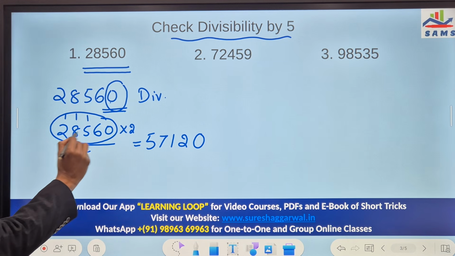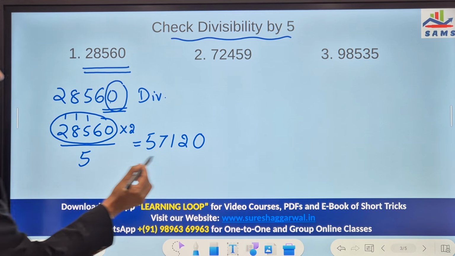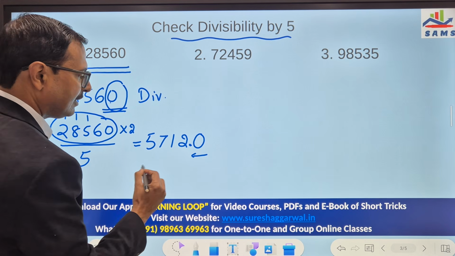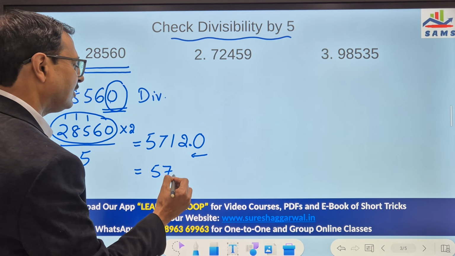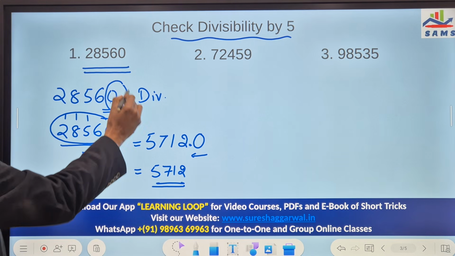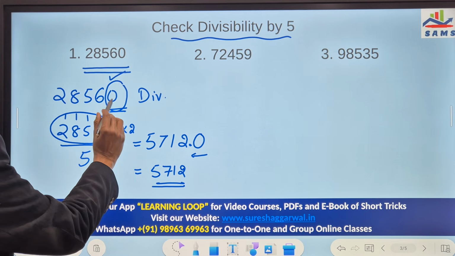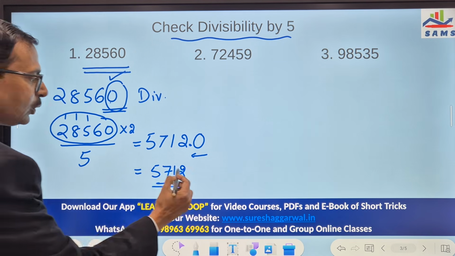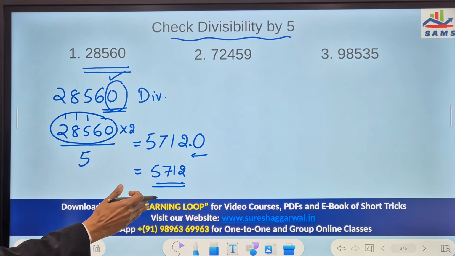Once you double this number correctly, you just have to put a decimal one digit from the right hand side, giving you the answer 5712. Now what did I do here? I checked by watching the unit digit that the number is divisible by 5 or not, and then I actually divided it to get the quotient 5712.